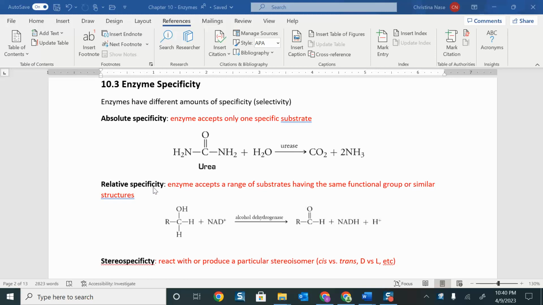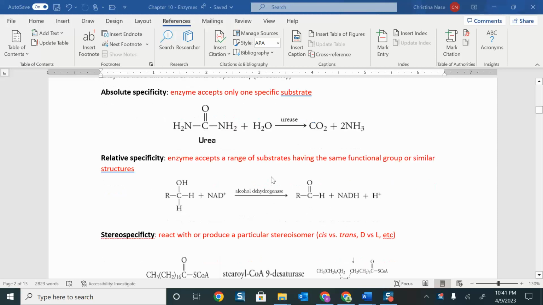Relative specificity means it'll work on a class of groups, something that has similar functional groups, like perhaps all alcohols, or something that has a similar type of structure. So with relative specificity you'll have a range of substrates, so more than one, but they have to be similar in some way. Alcohol dehydrogenase, which we mentioned earlier, is going to work on alcohols, and it'll oxidize them to aldehydes.